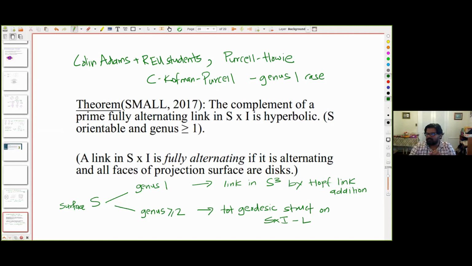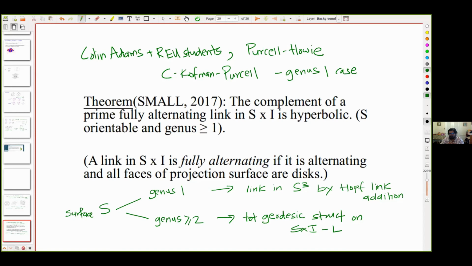So Rama Mishra has a question. Is there a volume conjecture for hyperbolic virtual knots? Waiting to be made. Yes, right, it is waiting to be made. Yes.